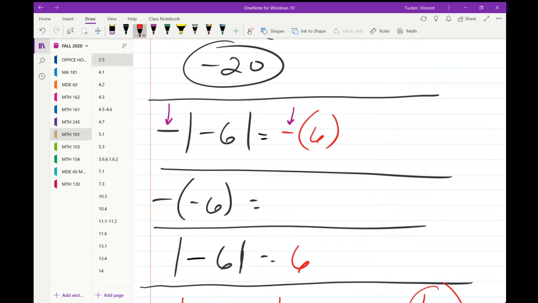I guess I could have made it red. So that negative is still sitting on the outside of the symbolism, or outside of parentheses. And so your final result will be negative 6, because that's the same negative that's sitting on the outside from the very beginning. That's not affected by the absolute value.